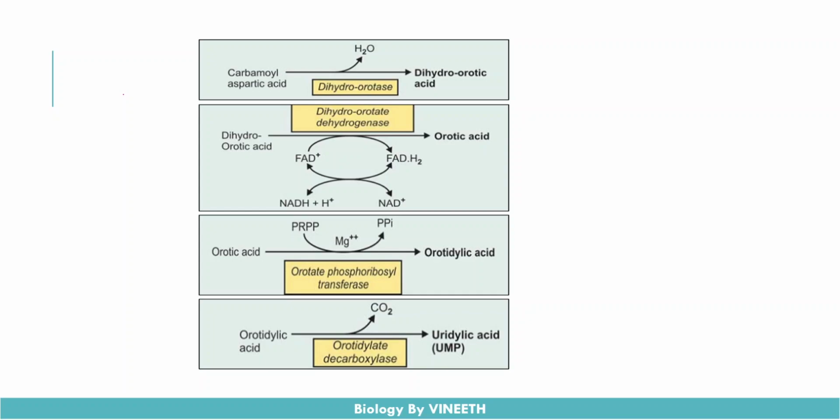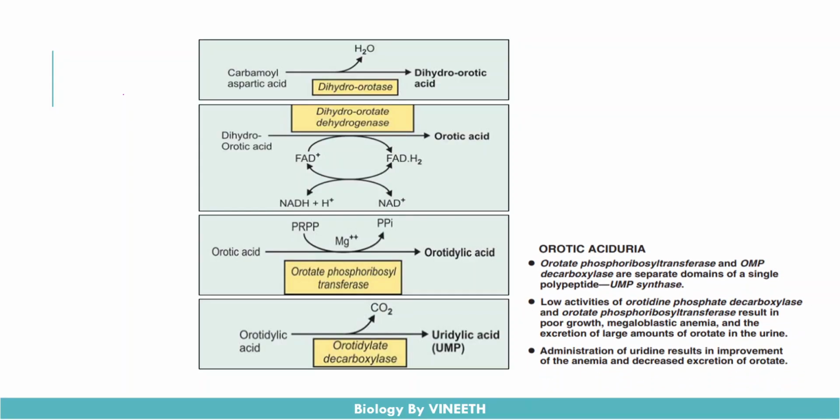enzyme. So the same single enzyme has two different functions: the transferase activity and also the decarboxylase activity. This enzyme converts the orotic acid to orotidylic acid and then orotidylic acid to the UMP, uridylic acid. When the decarboxylation happens on orotidylic acid, it converts into UMP, uridine monophosphate.